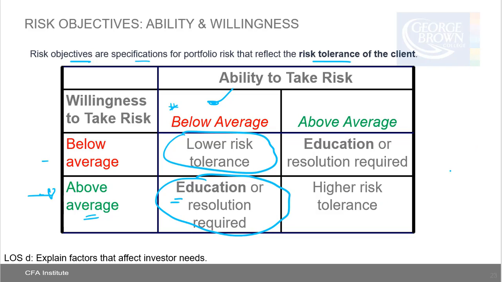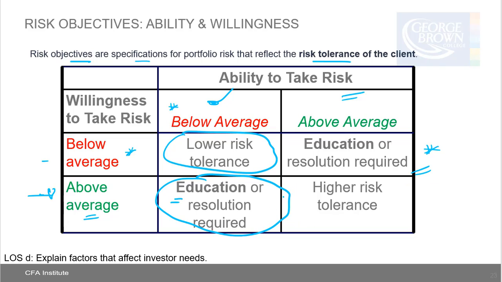Moving over here, if a client has a very high ability to take on risk, so they have a very strong balance sheet, very high net worth, but they have a below average willingness, they've been investing in guaranteed investment certificates with very low rates of return, then again, there may be some education or resolution required, where you can educate the client that they indeed have the ability to take on higher risk, but there are going to be some implications to that. But long term, on average, this is the result that you're going to get.